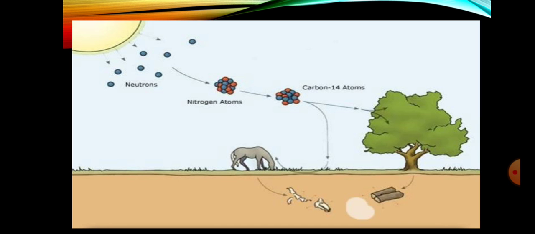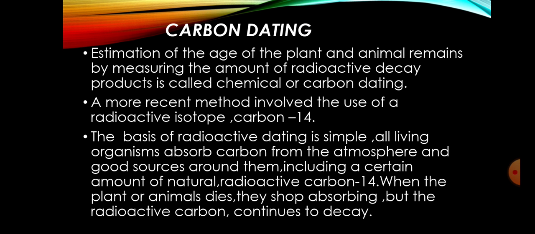You can also see that the neutrons emitted by the cosmic radiation are absorbed by the nitrogen atom, and the nitrogen atom is converted into carbon 14, and this carbon 14 is consumed by the plants or the living organisms. Then what is carbon dating?